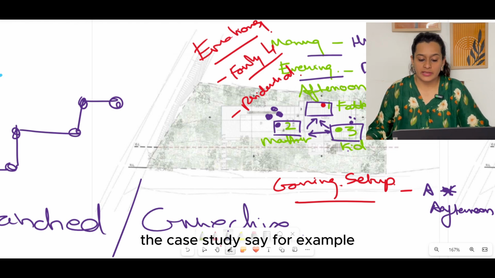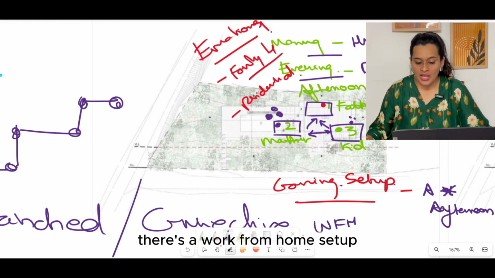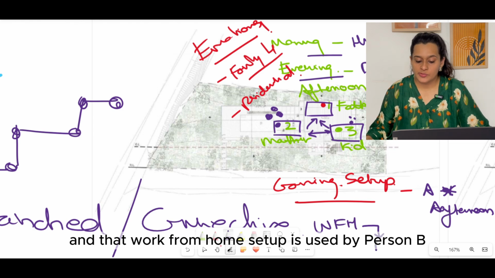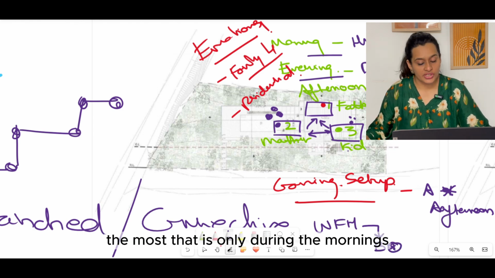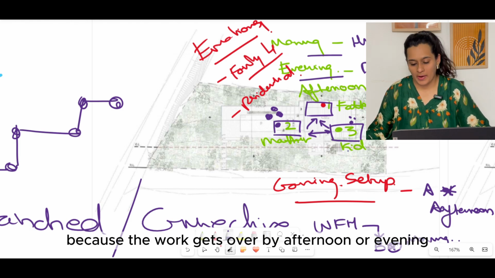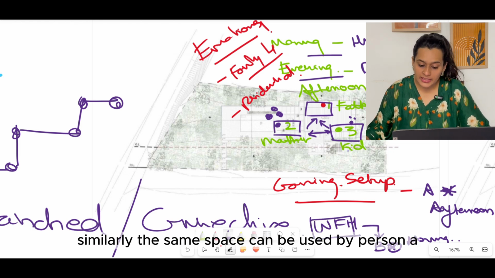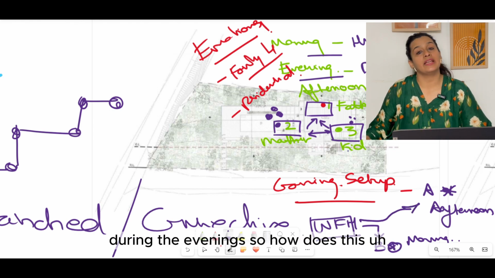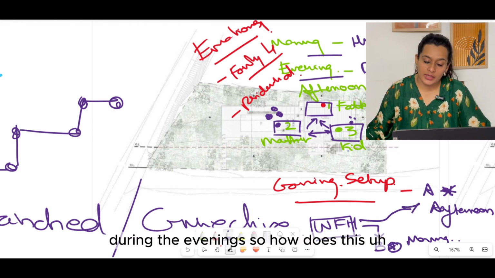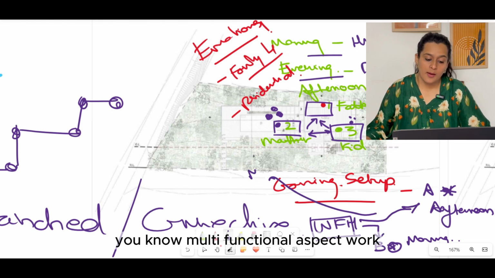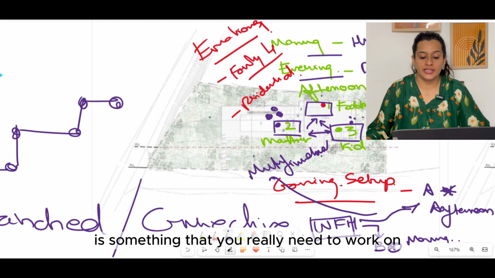Say for example there's a work from home setup, and that work from home setup is used by person B the most. That is only during the mornings because the work gets over by afternoon or evening. So that is the space that is used by that person. Similarly, the same space can be used by person A during the evenings. So how this multifunctional aspect works is something that you really need to work on.